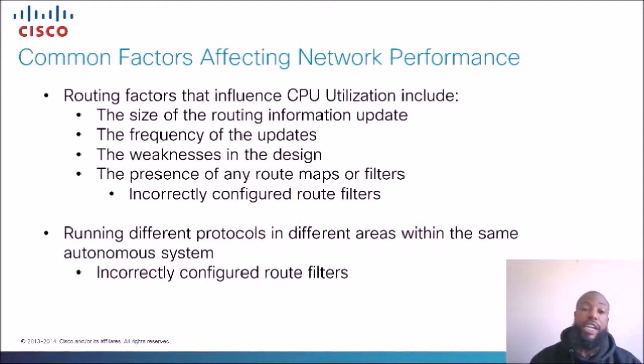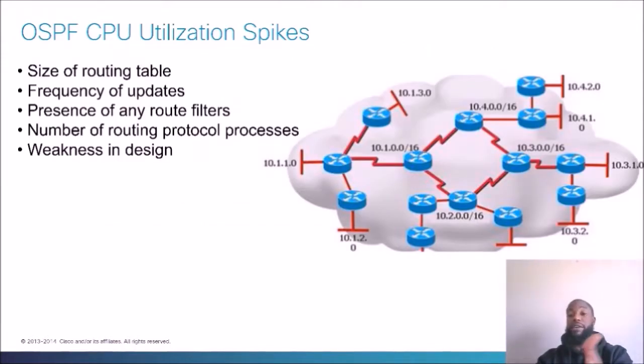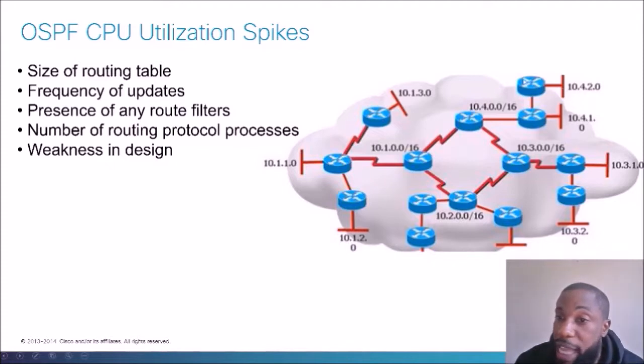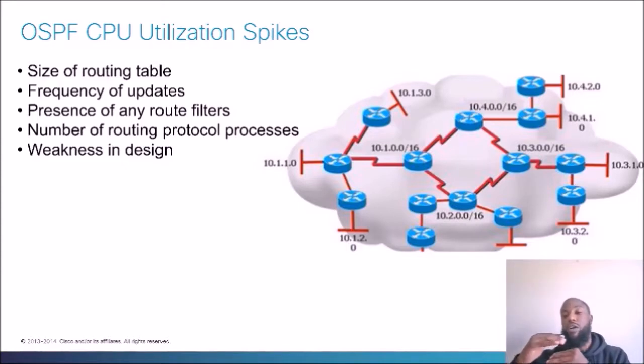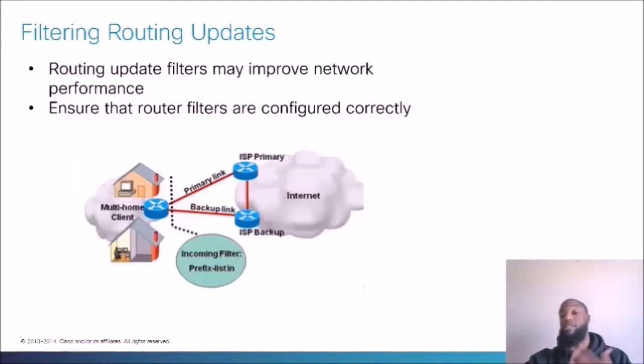Running different protocols in different areas within the same autonomous system. If you look at this network right here, let's say this is an OSPF network. You've got all these routes. You've got the 10.11 route, the 10.10, 10.13, 10.14. If something goes down, everybody's going to get an update. Then they have to recalculate, and you're going to get a lot of CPU utilization spikes. So that's where route filtering comes in, because we'll be able to minimize our routing tables, make them not so long, and not use up too much of the CPU. This is especially important with OSPF.